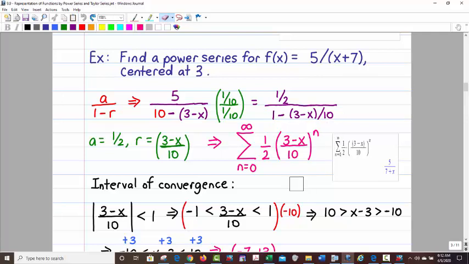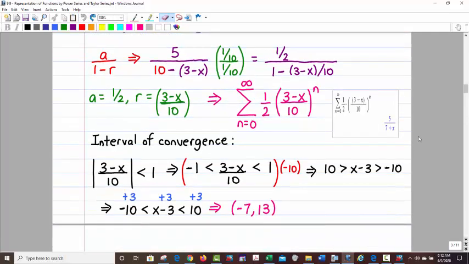So it looks like I wrote the series first and then worried about the interval of convergence, which is fine. A is 1/2, R is 3 minus x over 10, so it would be n equals 0 to infinity, 1/2, 3 minus x over 10 to the n. And you can look over there to the right, you can see the Maple output. It gives me 5 over 7 plus x. So I probably did it correctly.